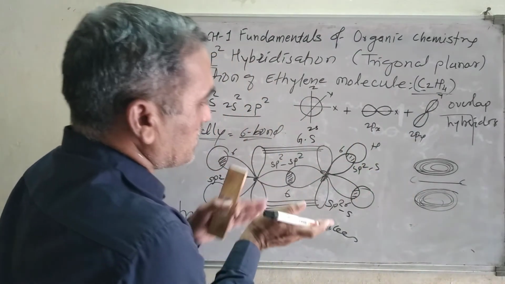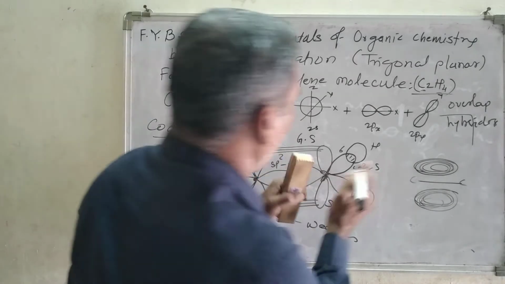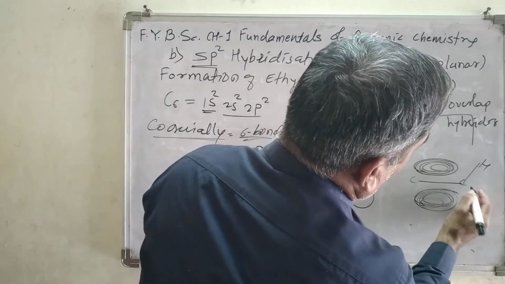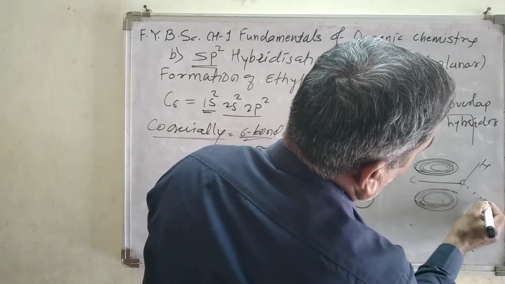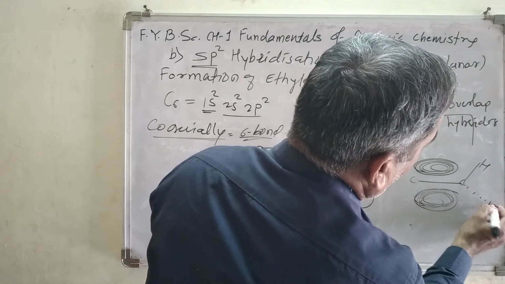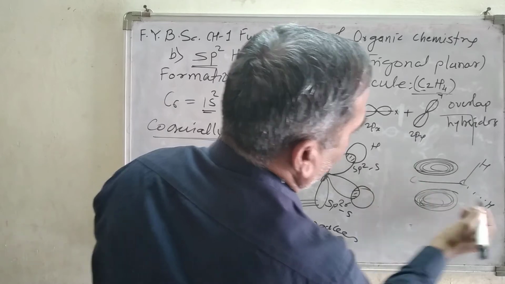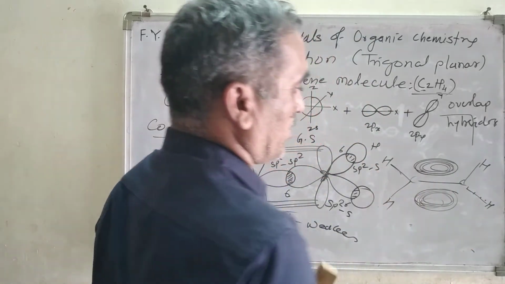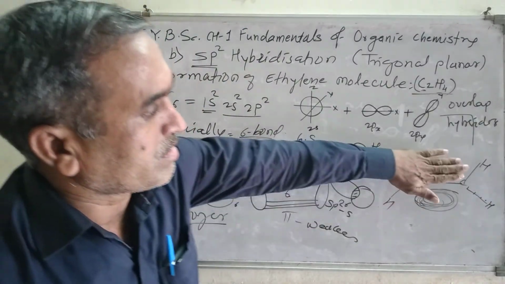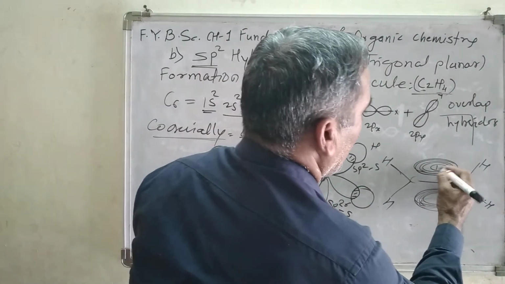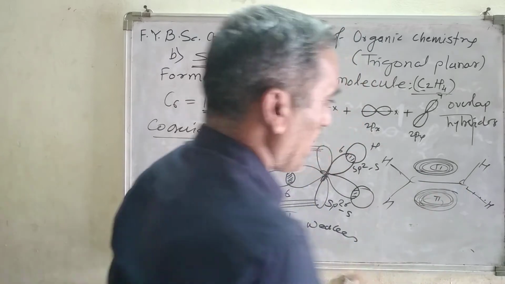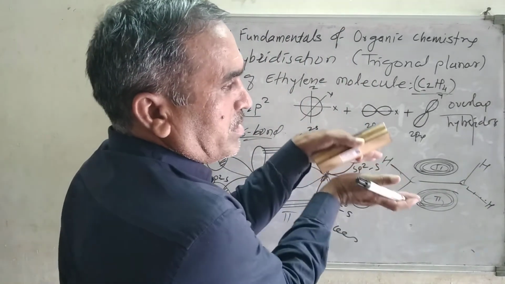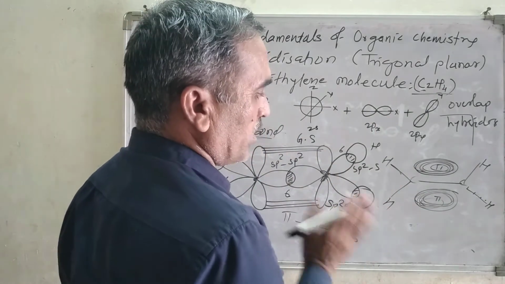Pi bonds are sideways or laterally overlapping, and these hydrogen atoms, one is lying here, another we can show with a dotted line, and here one hydrogen atom and another hydrogen atom. So this is a pi bond; the pi bond cloud is above the plane and this is below the plane.